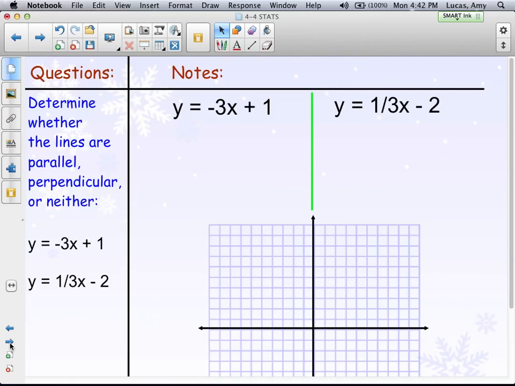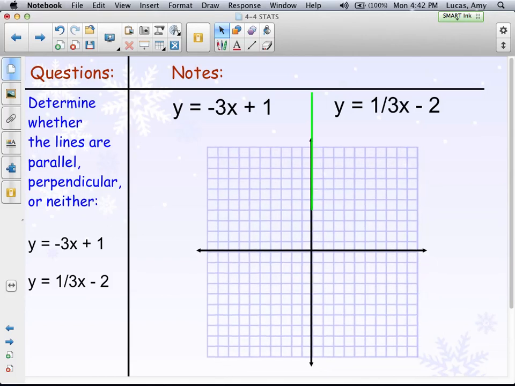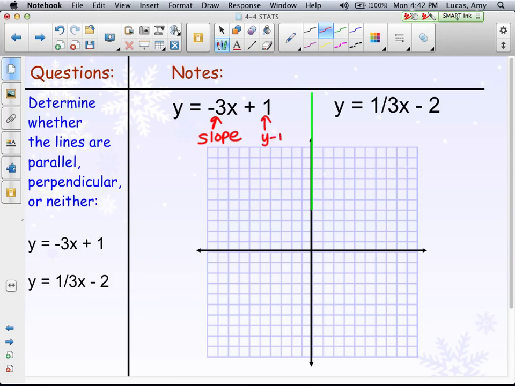Okay, so our first example says, determine whether the lines are parallel, perpendicular, or neither. I am going to move my graph up because these equations are both written in slope-intercept form, so we can graph them right away. We've got our slope and our y-intercept. My first line that I'm graphing in red starts at the y-intercept 1, and the slope is -3, so my rise, I'm going to go down 3, run over 1, down 3, over 1. And then I can draw my line.